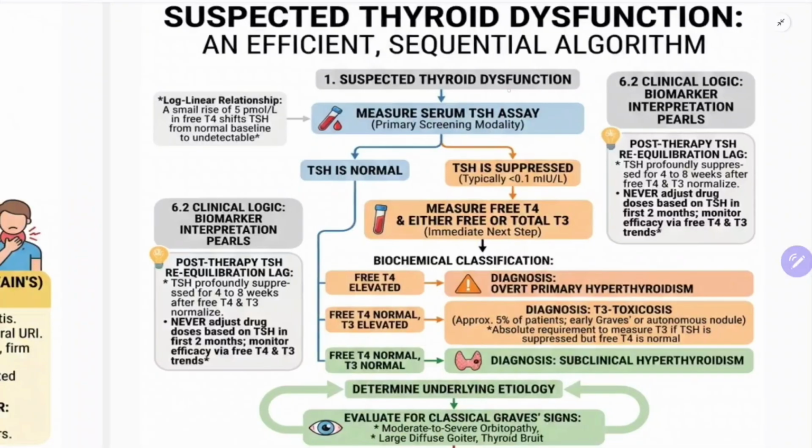Suspected thyroid dysfunction, so as the screening modality, you measure TSH. If TSH is normal, then there is no thyrotoxicosis. So thyrotoxicosis is ruled out. But if TSH is suppressed, then measure free T4 or either free or total T3. That is the immediate next step.